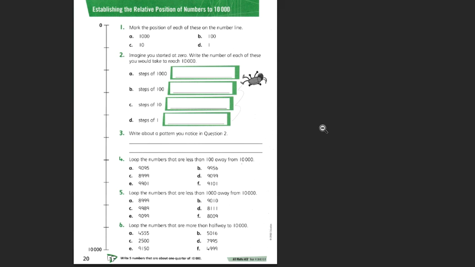So we're going to start by zooming this right in so you can see the number line, because the first question is mark the position of each of these numbers on the number line. So we've got 0 to 10,000, and there's 1, 2, 3, 4, 5, 6, 7, 8, 9, 10. So if we divide 10,000 by 10, we know that each of these increments are 1,000. So we can write 1,000 easily on the number line by putting that one there.